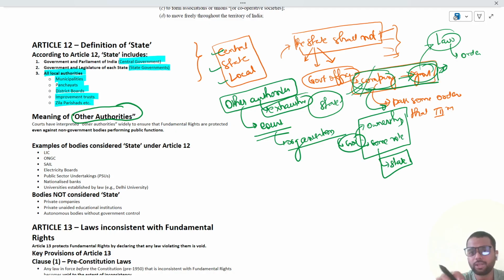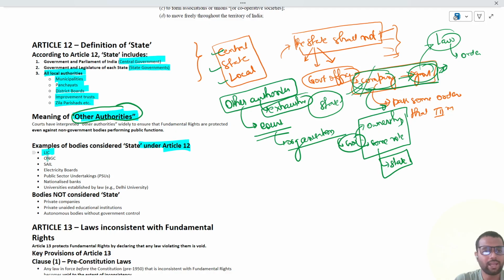If you are confused, let that confusion be with you. That will be cleared when we move on to Article number 13. Before we do that, let us understand what the other authorities basically mean under Article 12.